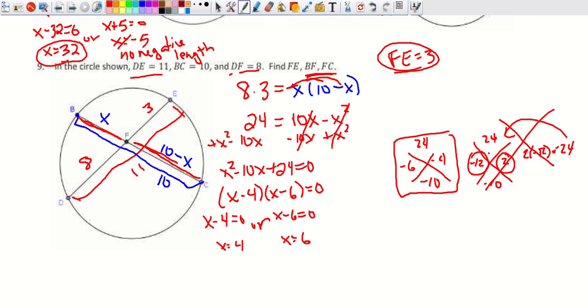So I'm going to tell you, based on the diagram, so I'm telling you right now, it should say that BF is smaller than FC. And if that's the case, we know BF is 4 and FC is 6, but we can't answer that question without that information.